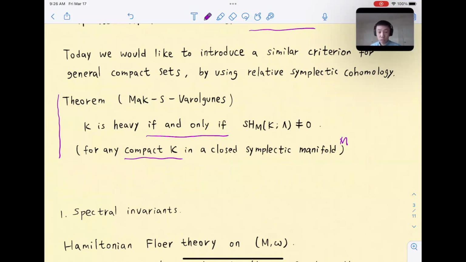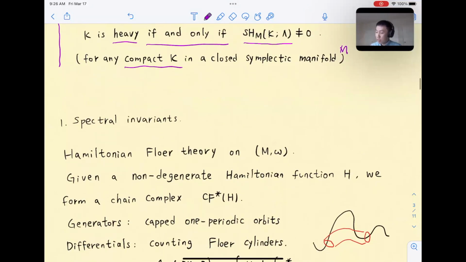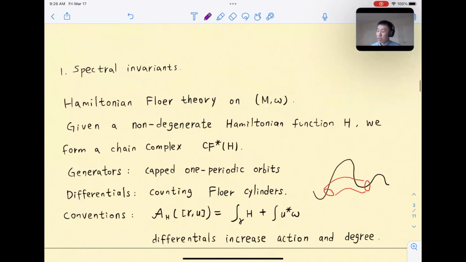Okay, so now I will define those two notions, heaviness and relative symplectic cohomology. Heaviness is defined by Entov-Polterovich in terms of spectral invariants. Spectral invariants are kind of critical values of Hamiltonian Floer groups. So I briefly recall the background here to fix the notation.